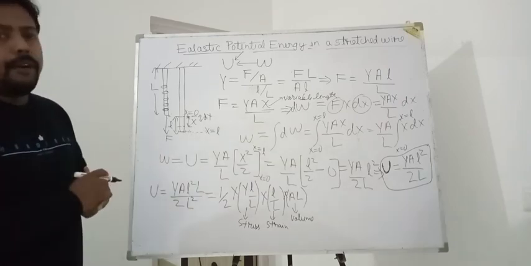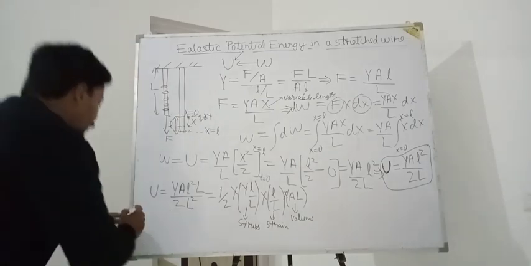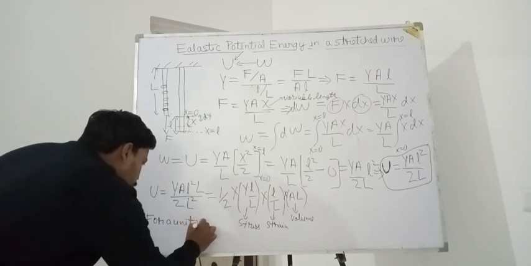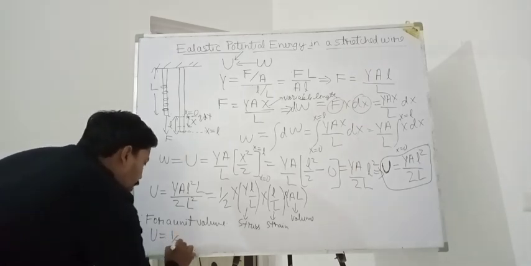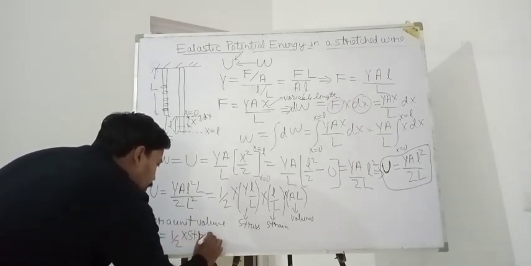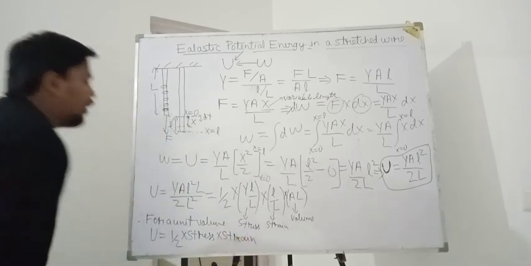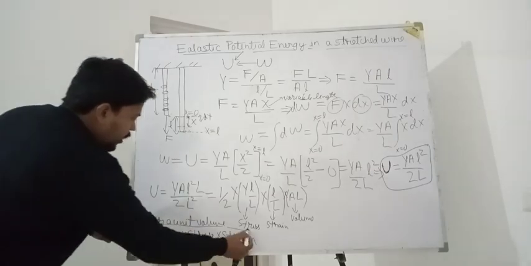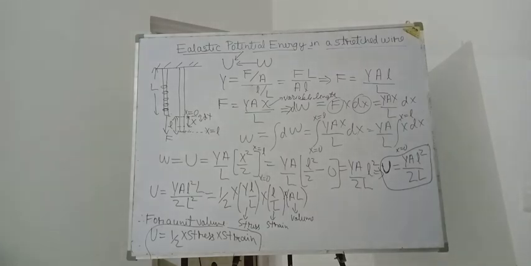But what happens if I write for a unit volume? Then the volume will be divided and will cancel out. So for a unit volume, what will be the value of potential energy? It will be equal to half into stress into strain. This is how we can write, and this expression is very important regarding the potential energy of a stretched string.